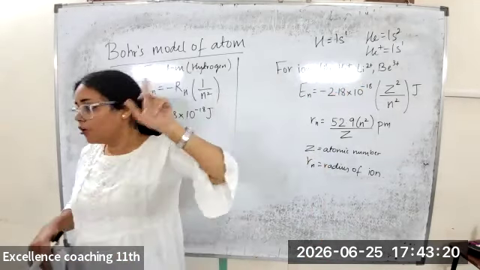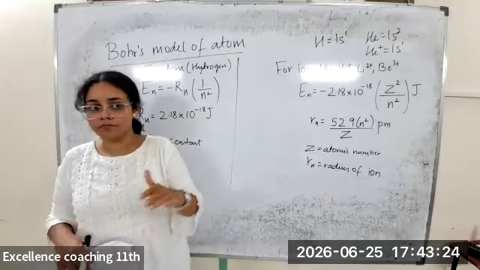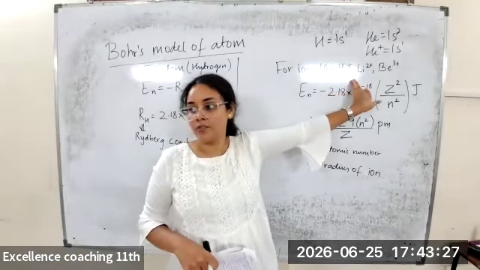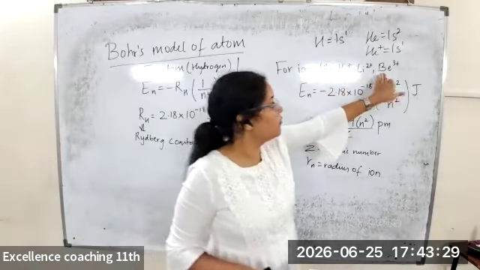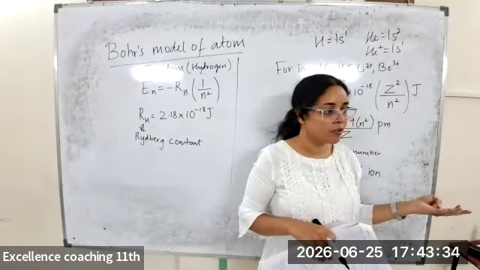Atomic number 3. So 1s2, 2s1. So if I take out 2 electrons, what will I get? 1s1 only. Same way for this. This is Li 2 plus. So beryllium atomic number will be 4.